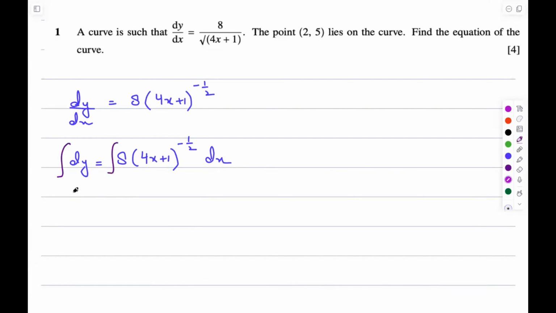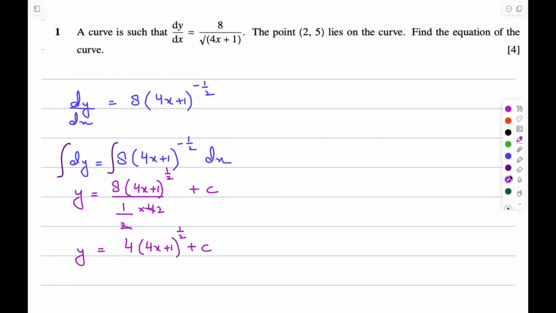So integrating dy, we get y equals 8 into (4x plus 1). We'll increase the power minus 1 upon 2 by 1, so that will become 1 upon 2, and divide by the new power, which is 1 upon 2, and also multiply by the derivative of 4x plus 1, which is 4, and then add a constant. Simplifying this, we'll get 8 divided by 2, which is 4. So this will become 4 into (4x plus 1) to the power 1 upon 2 plus c.